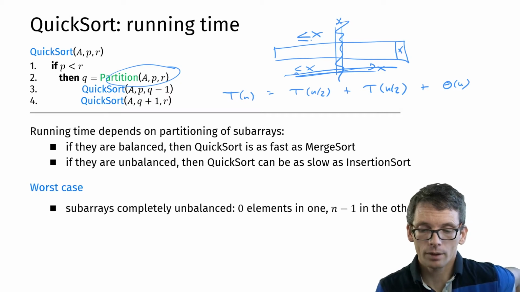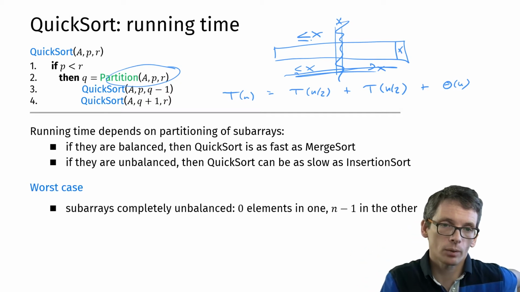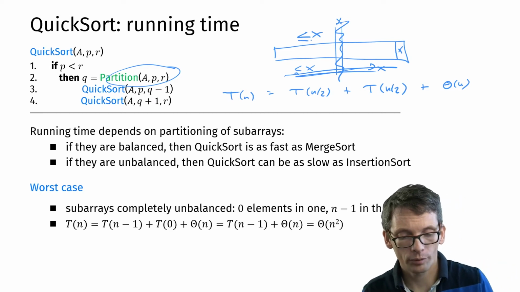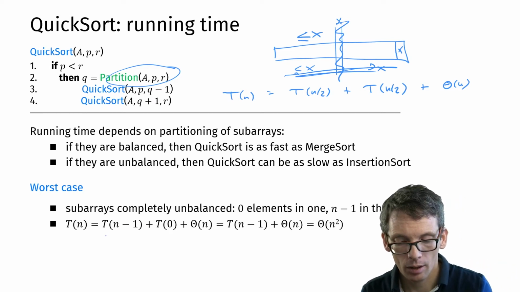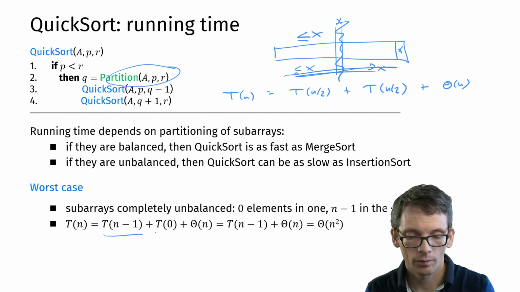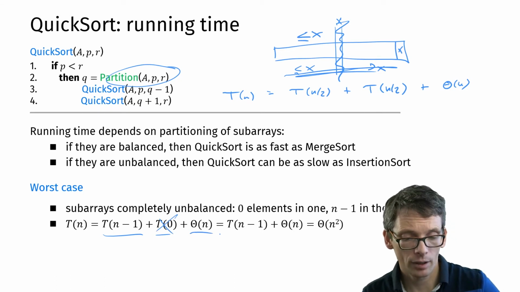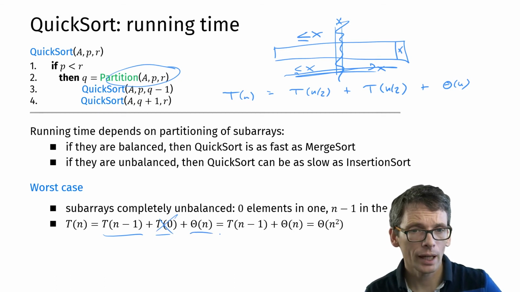So if one sub-array is empty and n minus 1 elements are in the other one, we get a running time of T of n is T of n minus 1 plus, okay, T of 0, so this one you can ignore, plus theta of n. And this would solve to n squared. So that's the worst case.